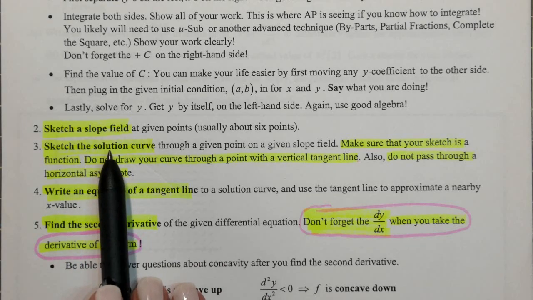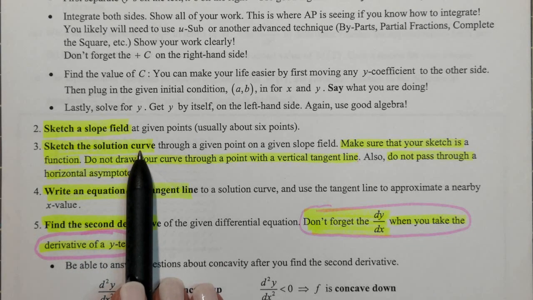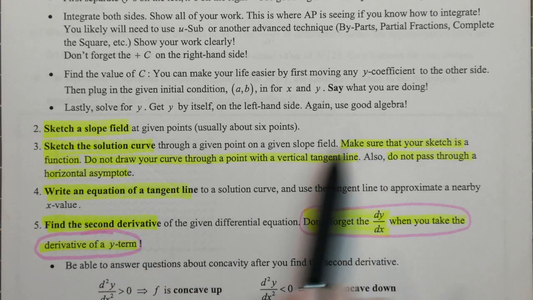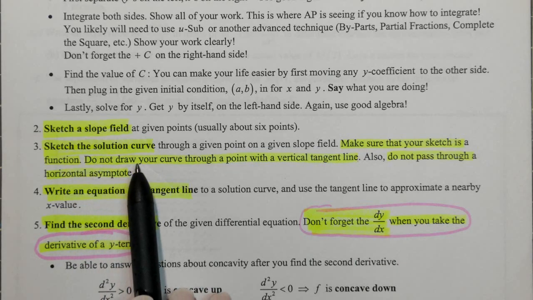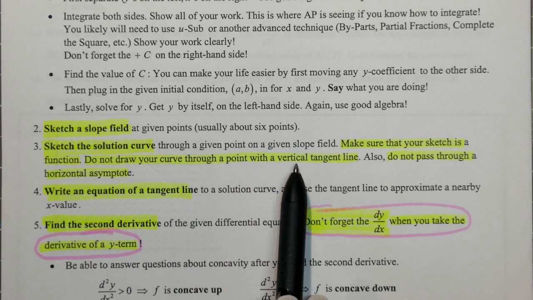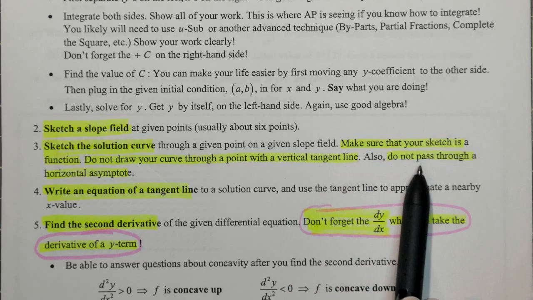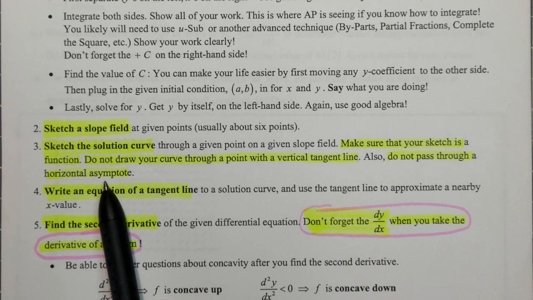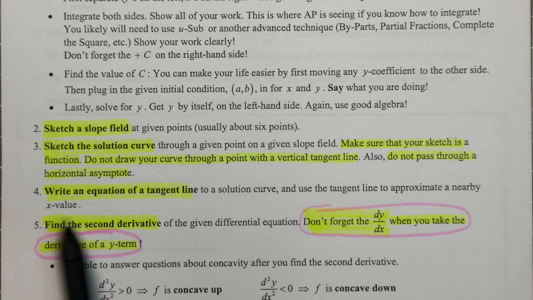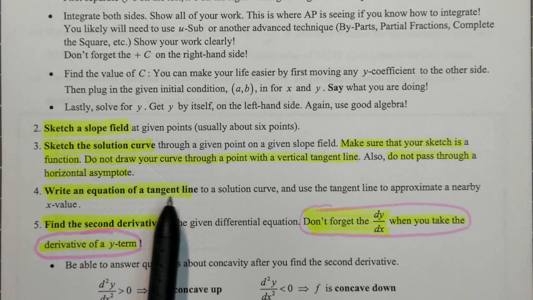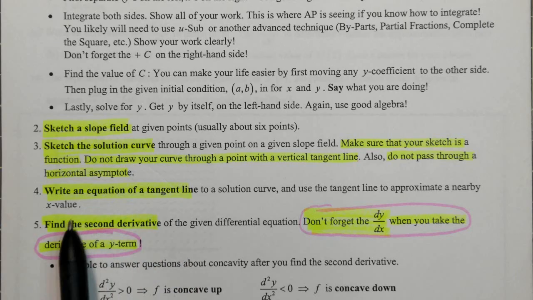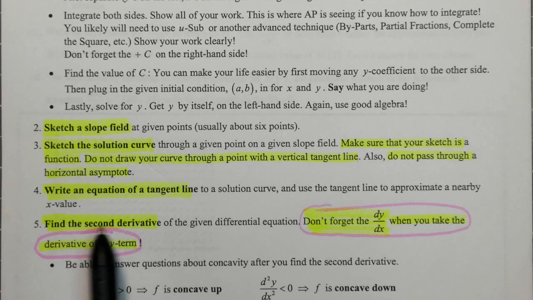Sketching a solution curve through a given slope field. Make sure your sketch is a function. Do not draw your curve through a vertical tangent line. Don't do it. Don't pass through a horizontal asymptote. Write the equation of a tangent line, point and slope, right? Point and slope.